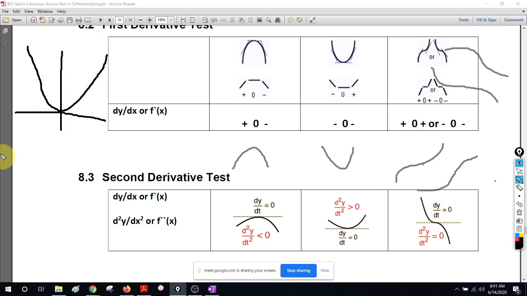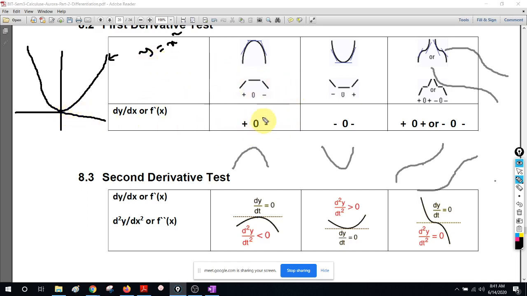Something like this. Right. So this is y equal x squared. Right. Now we know that at x equals 0 we have a minimum. So that is something we know, right? So let's see whether our theory is correct.